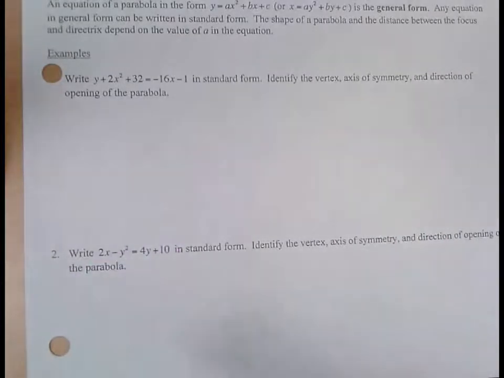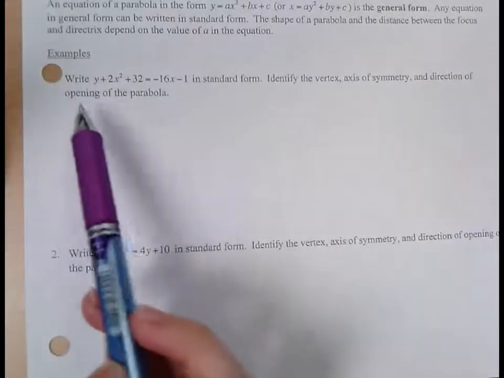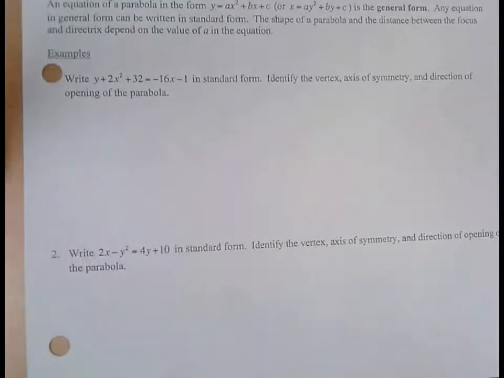If we look at example 1, I know the 1 was cut off by the hole punch here. It says write y plus 2x squared plus 32 equals negative 16x minus 1. Write that in standard form. And then identify the vertex, the axis of symmetry, and the direction of the opening of the parabola.